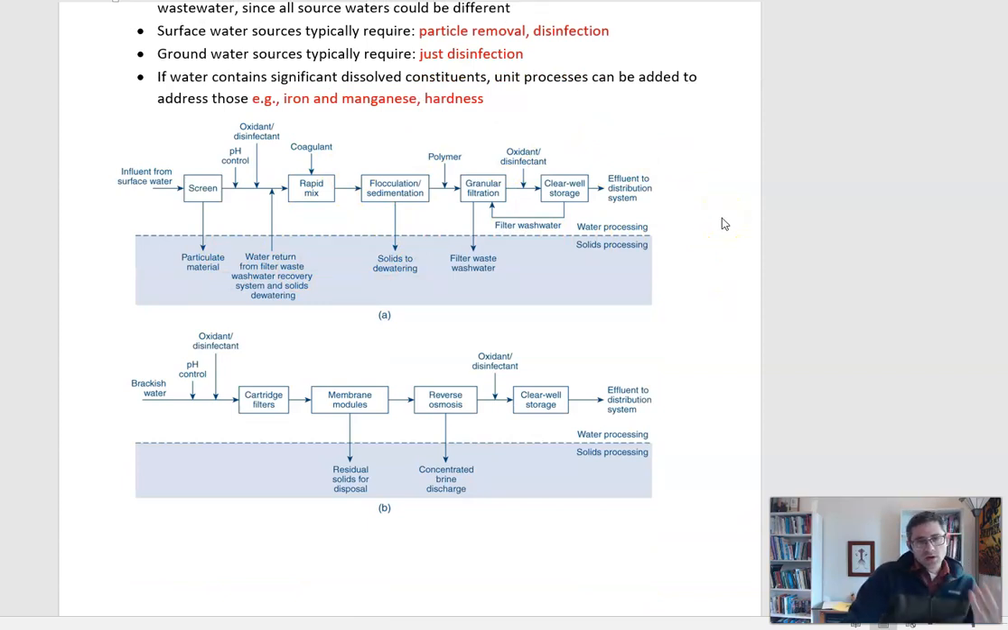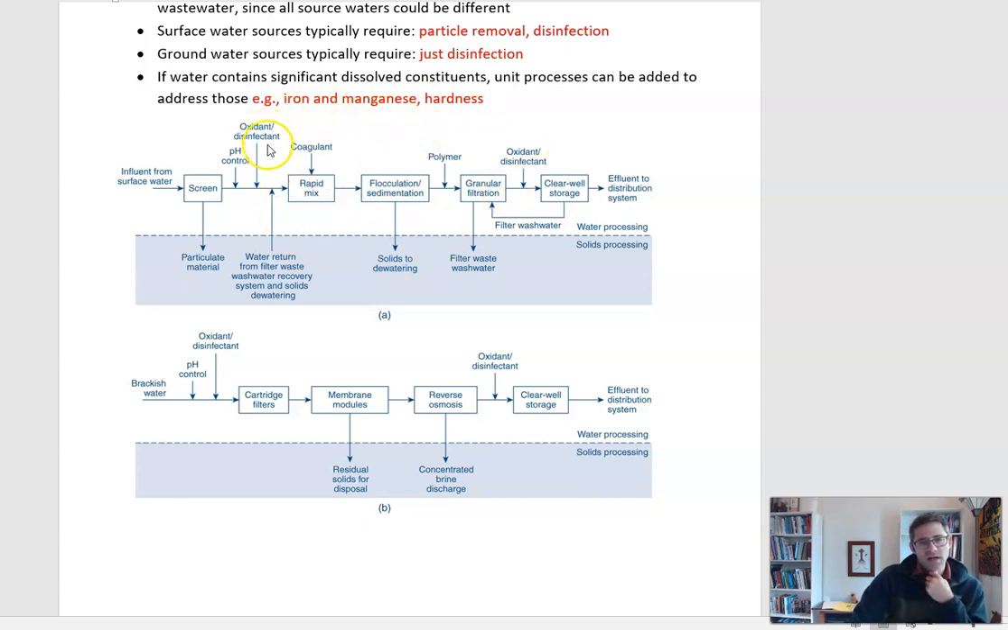So as we go into drinking water treatment, we'll spend a day talking about these steps right here, how you would design filtration systems, how you would design and analyze coagulation flocculation systems, what are the processes involved in that.